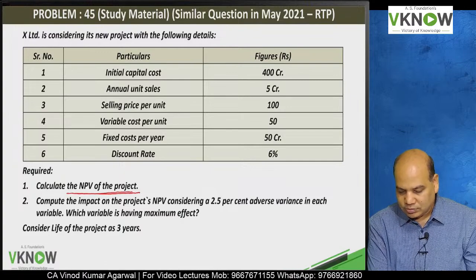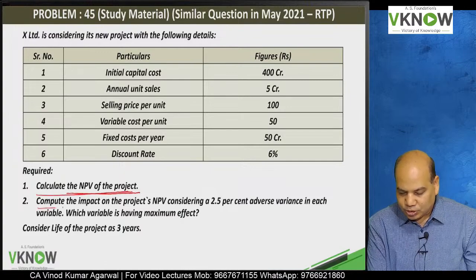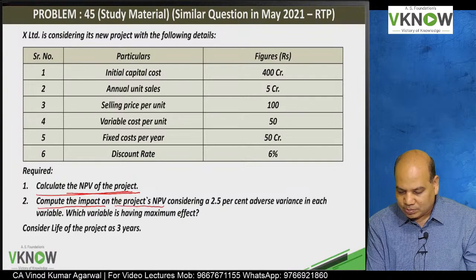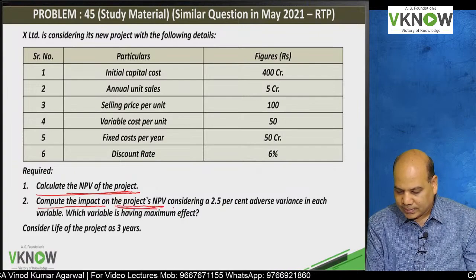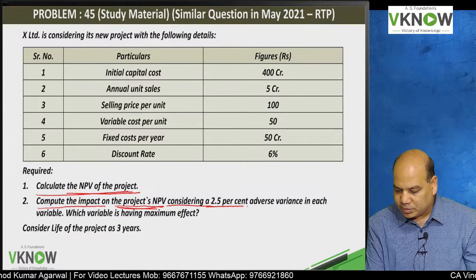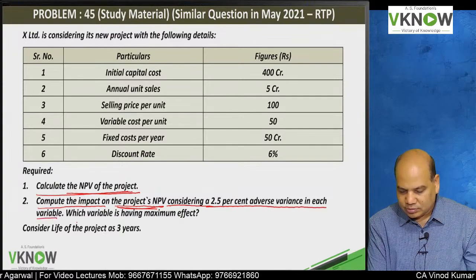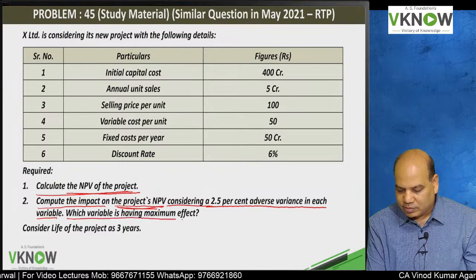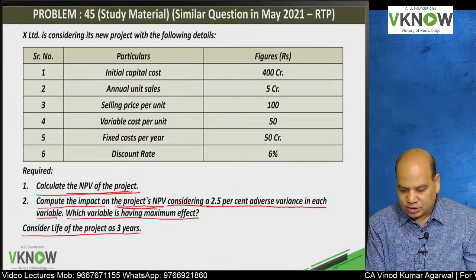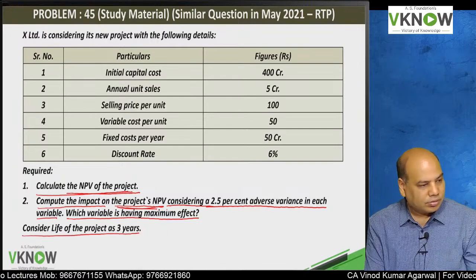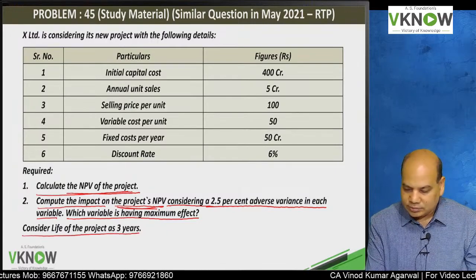Very easy. Compute the impact on the project's NPV considering a 2.5% adverse variance in each variable. Which variable is having maximum effect? Consider the life of the project is 3 years. So what do you mean by that?